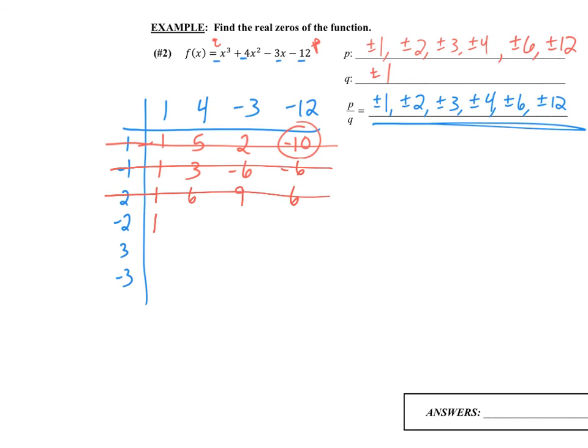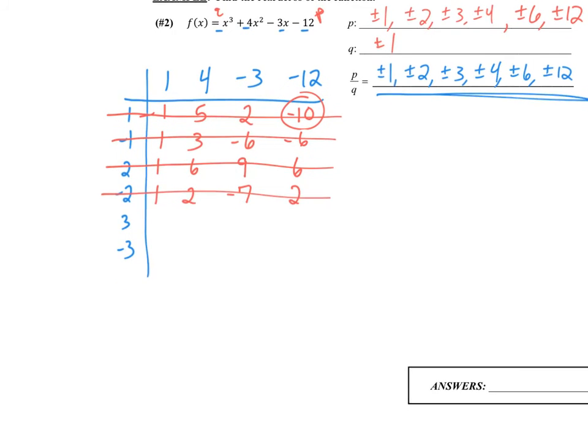Bring down the 1. -1 times 2 is -2. -2 plus 4 is 2. -2 times 2 is -4. -4 plus -3 is -7. -2 times -7 is 14. 14 plus -12 is 2. That also did not give us a 0, so we got to keep going.